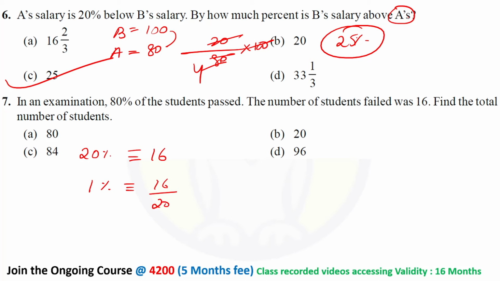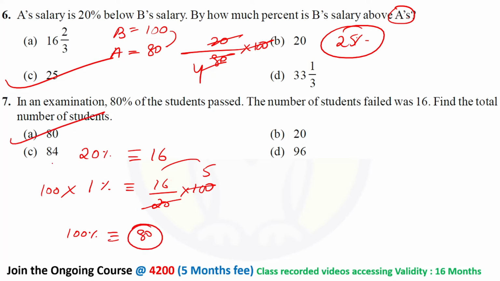The total student strength is 100%. 100 into 1% gives the 100% value. Cancelling 20, 5 times 16 gives 80. Option A is correct answer.